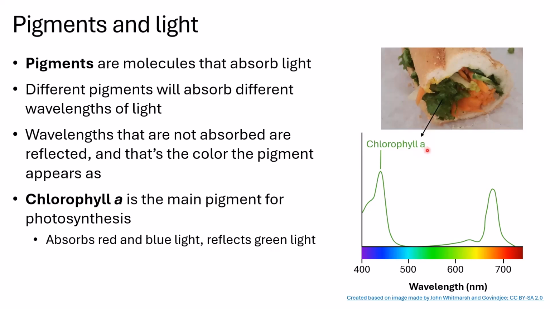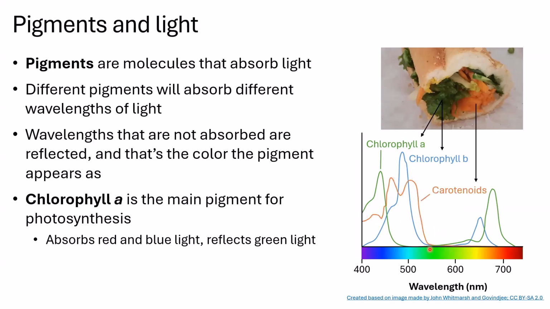to us. Chlorophyll B is similar to chlorophyll A, but the peaks are slightly different, allowing it to absorb light that chlorophyll A does not. However, it still does not absorb green light, and so it also appears as green to us. Carotenoids are another pigment.